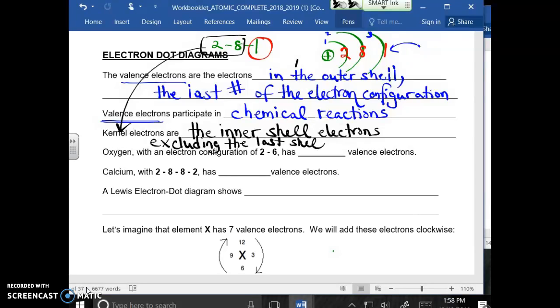So if I ask you, in this particular atom, how many valence electrons are there? Well, you would say there is 1 valence electron. How many kernel electrons? Well, 10 kernel electrons. And of course, when you add up valence plus kernel, you get the total number of electrons in the atom.